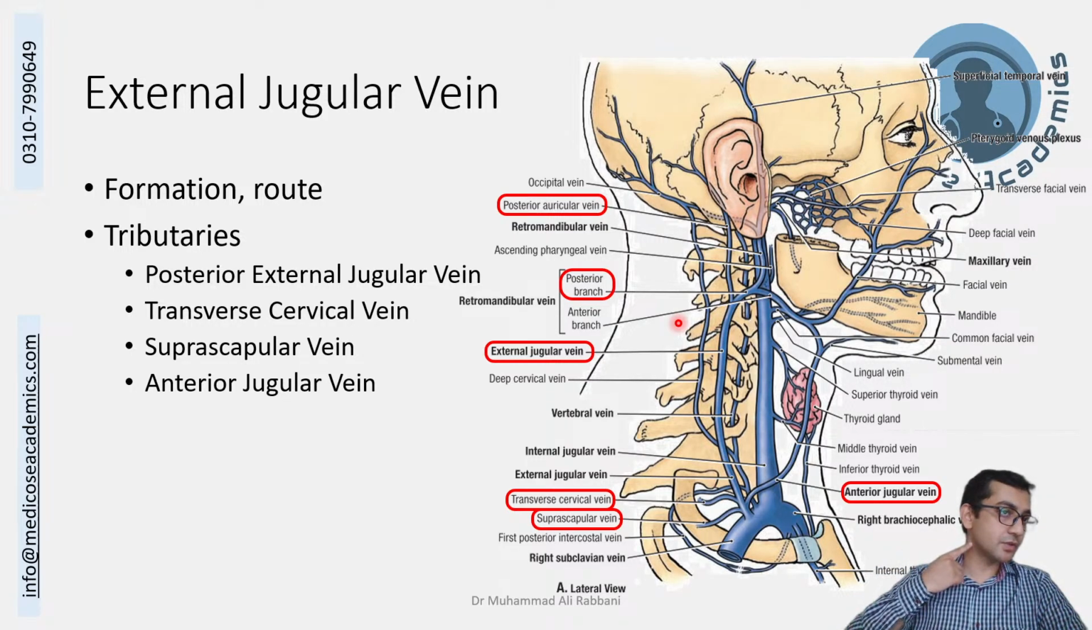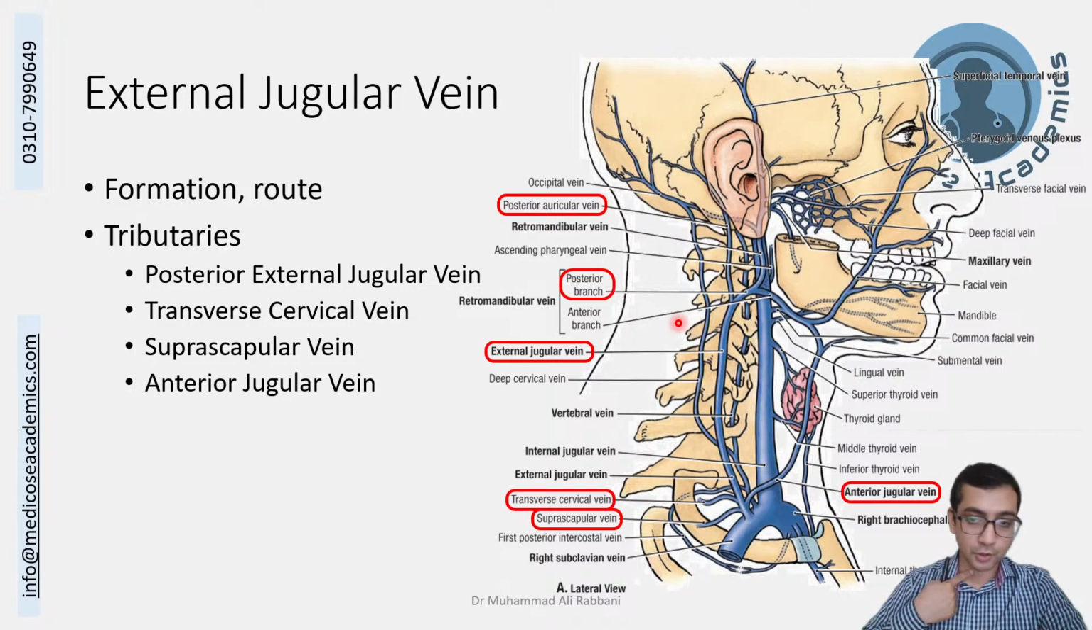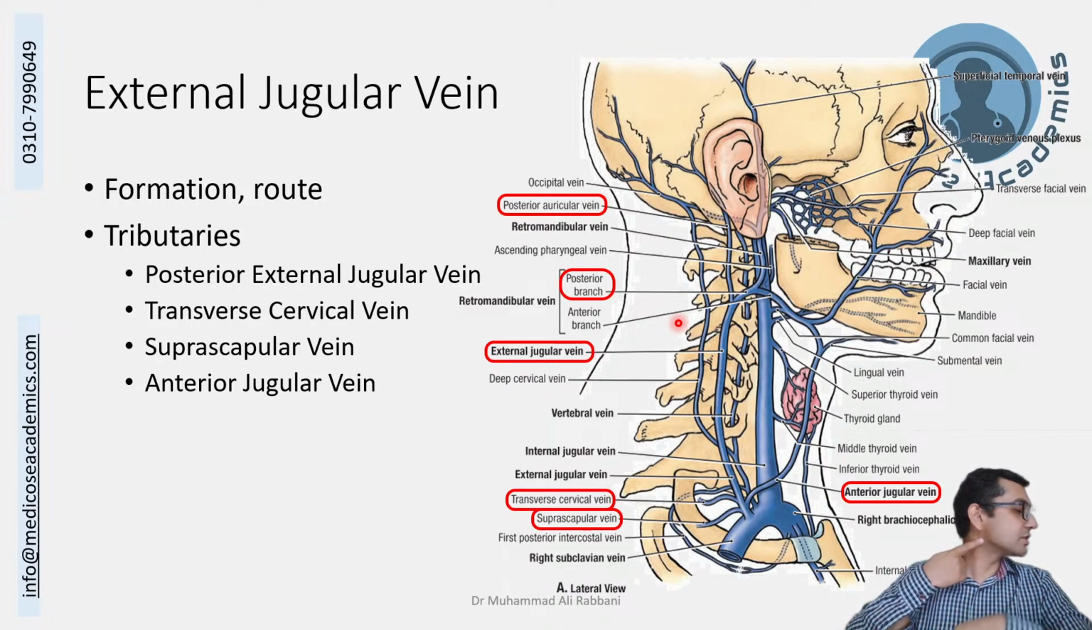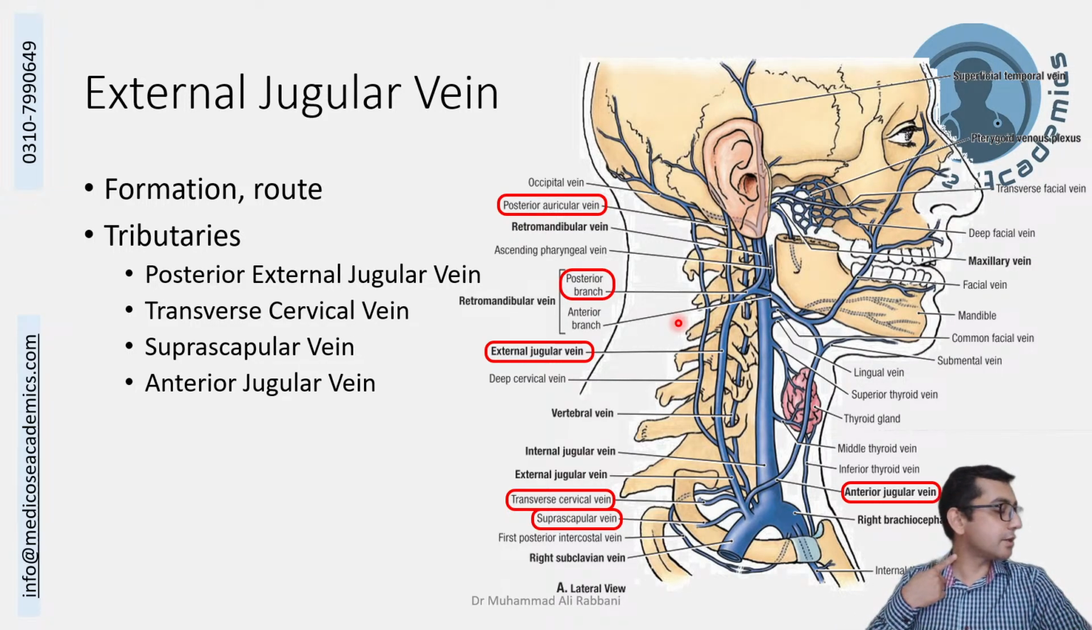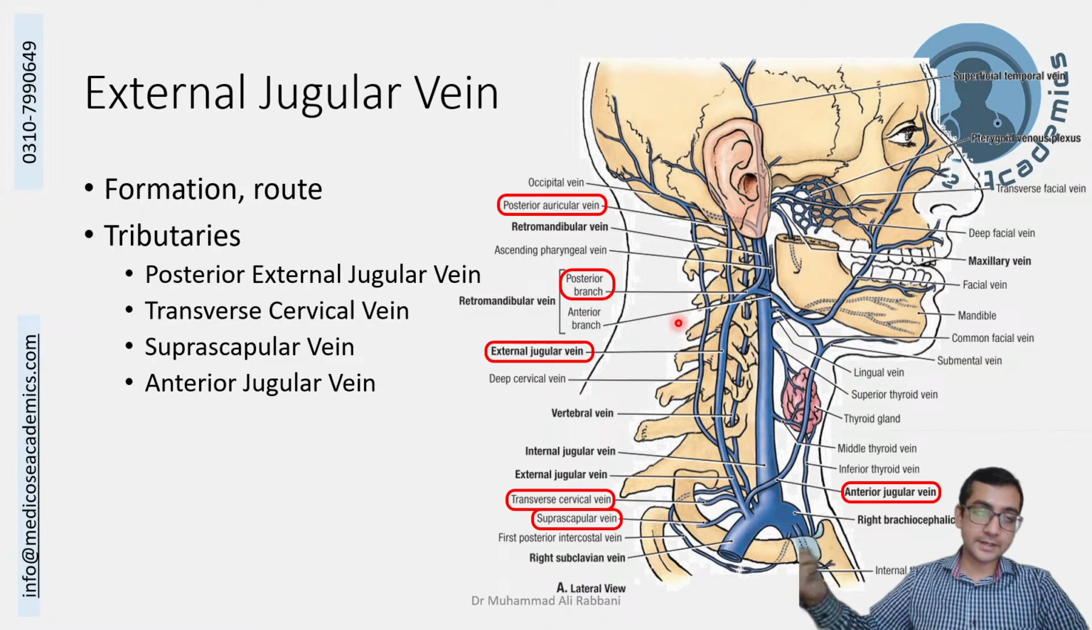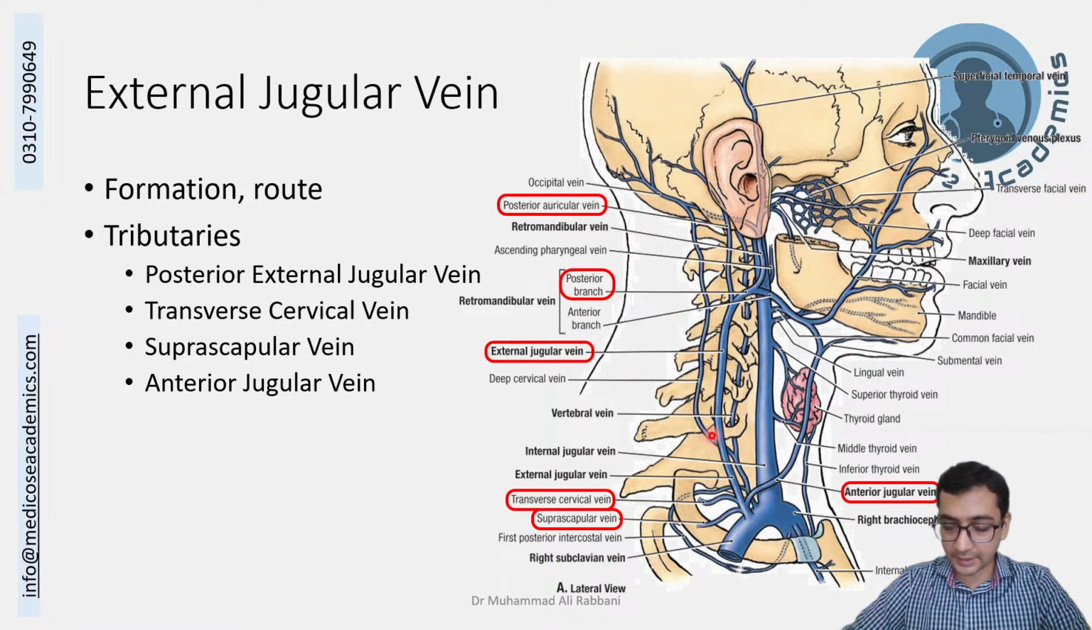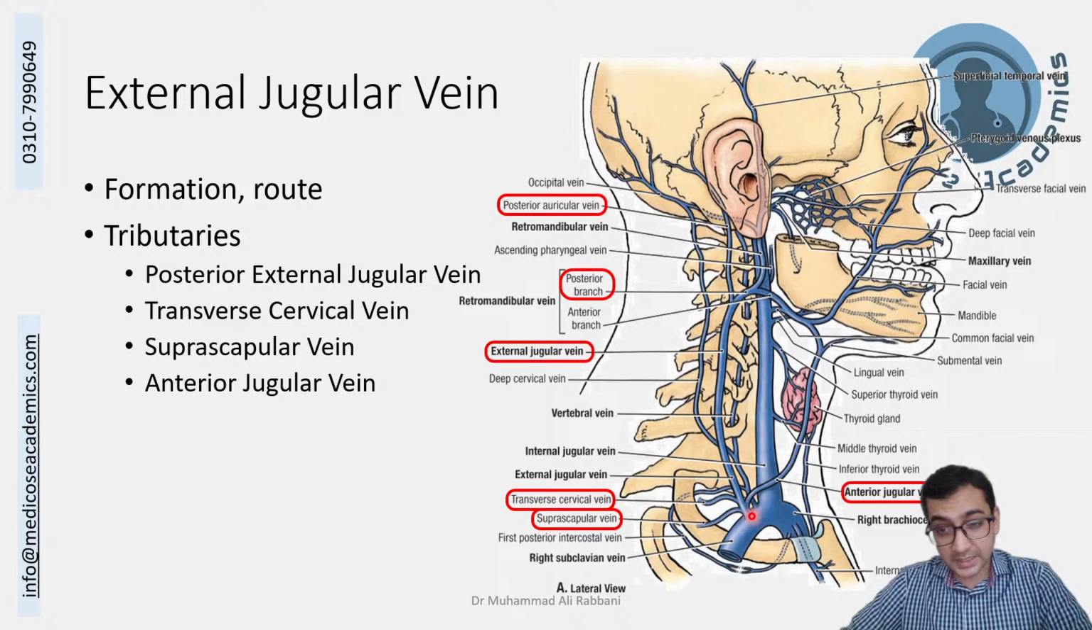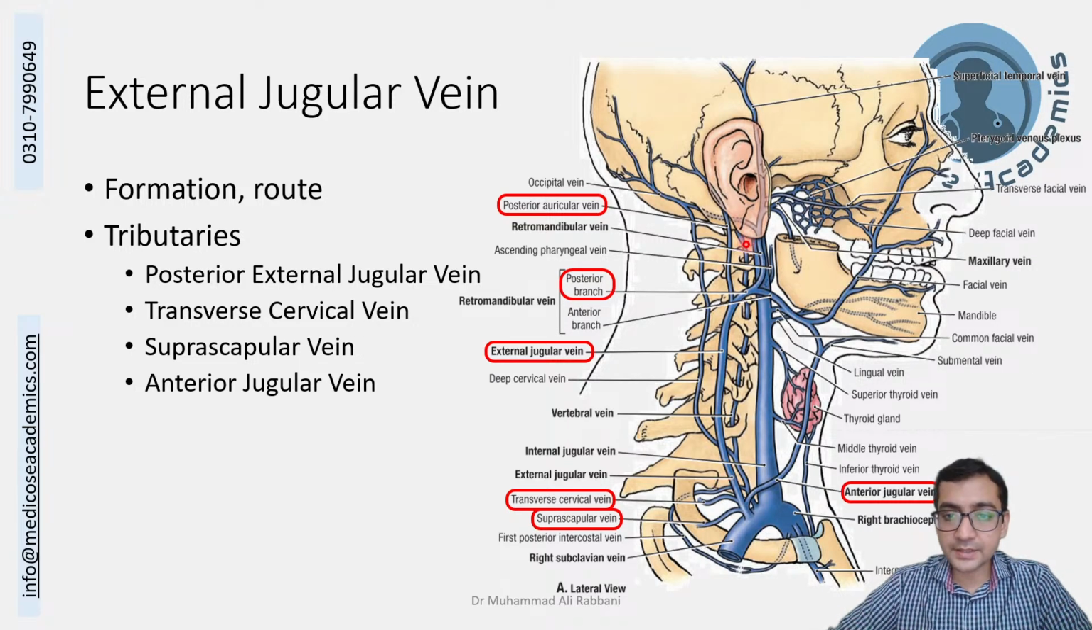It crosses the sternocleidomastoid from its anterior margin to its posterior margin, and just on the back aspect of the sternocleidomastoid, it winds around it and dips to join the internal jugular vein. Sometimes it may join the subclavian vein, as shown in this picture, but usually it joins the internal jugular vein as it comes down. What tributaries is it receiving?